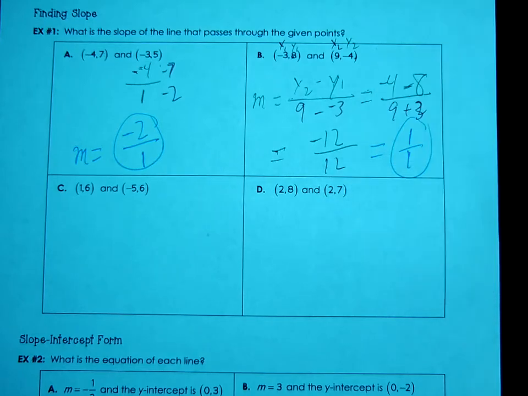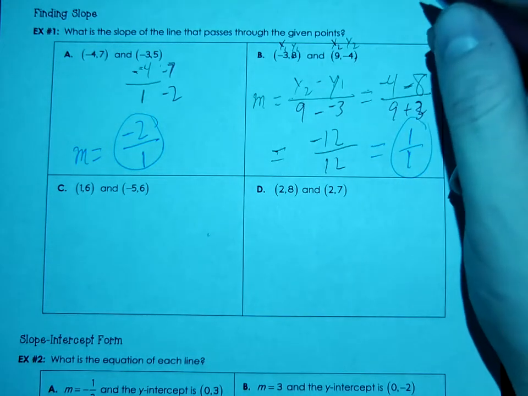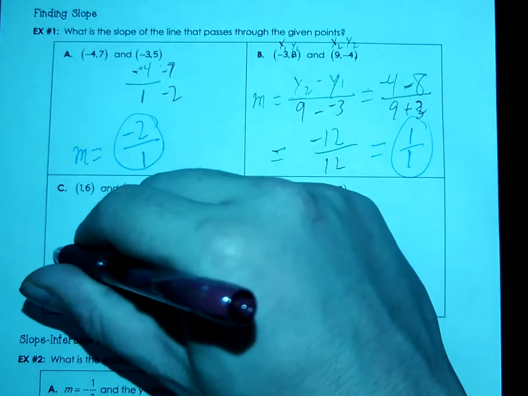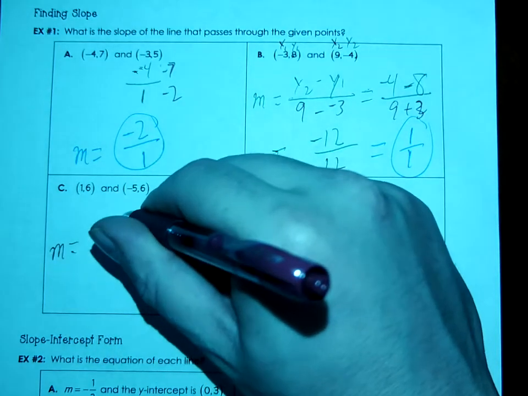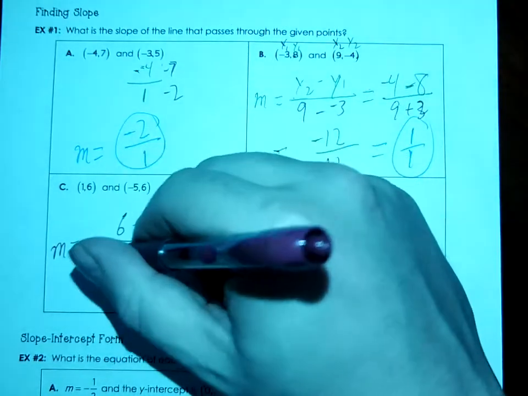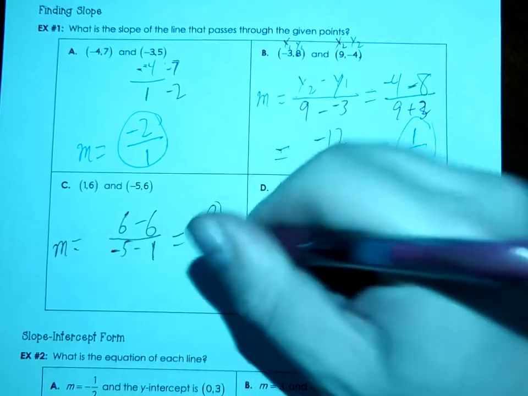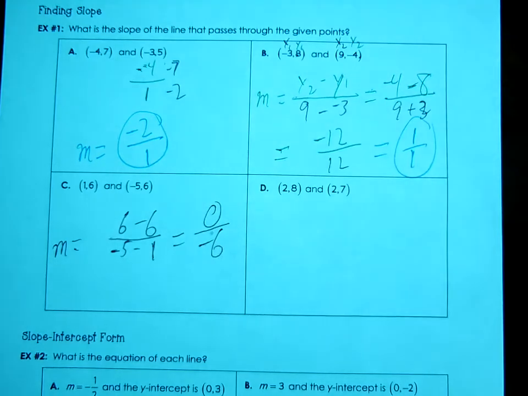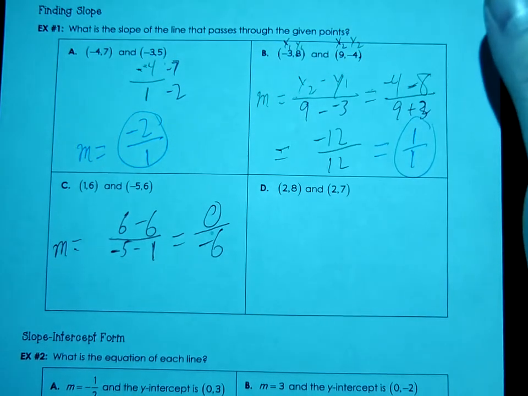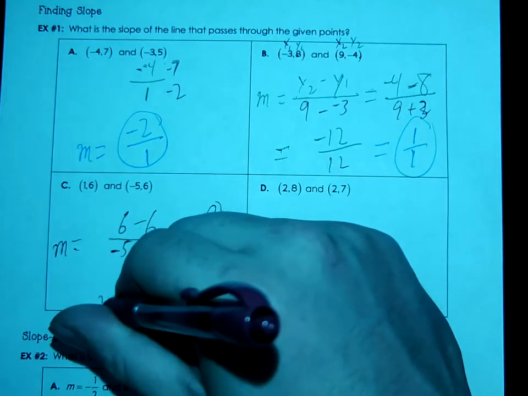Alright, next items here. So again, you can do slope however you want. If you want to see another way, there's always another way to look at these. So I'm going to have here m equals, in the top I'm going to have 6 minus 6. In the bottom, I'm going to have -5 minus 1. That's 0 over -6. My slope here is 0. You can make that 6 in the bottom into a positive 6 and say it's 0 over 6. Or you could simply say it's 0.